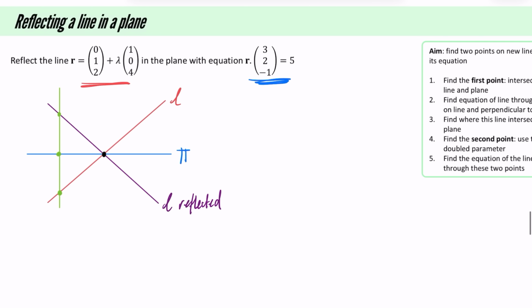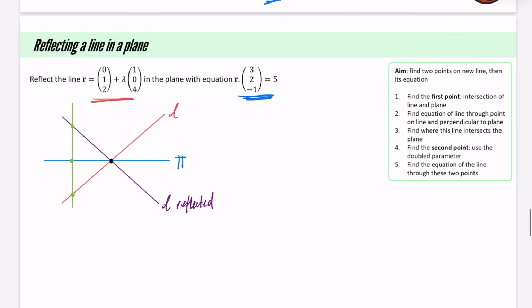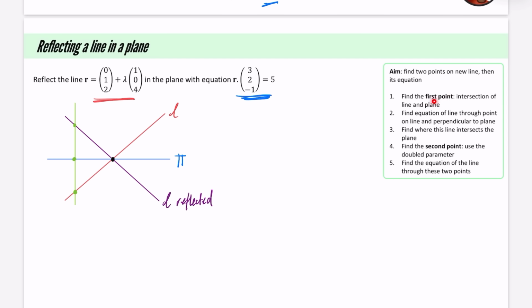And then once we've got this point and this point, the green one and the black one, we can just find the equation of the line that goes through it. So this is what I'm describing here. We're going to find the first point, which is the intersection of the line and the plane. We're going to find that black dot. We're then going to find an equation of the line through a point on the line and perpendicular to the plane. We're going to find this one so that we can reflect the point over to here. We then find where this line intersects the plane.